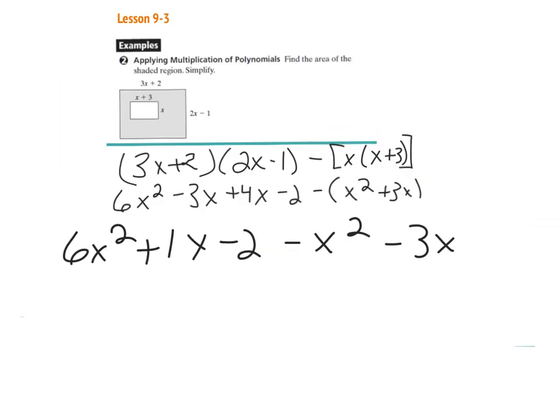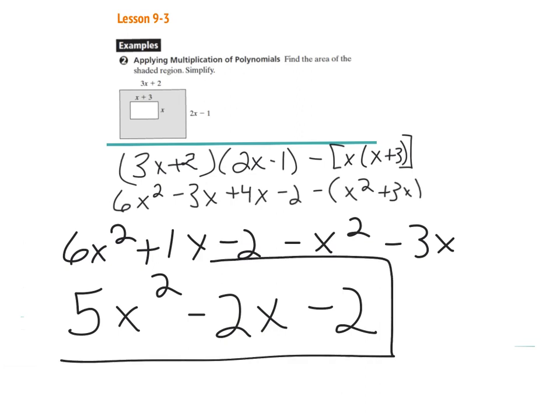So now what I've done is I have simplified the second line down to 6x squared plus 1x minus 2, and then notice how I distributed that negative, so it's minus x squared minus 3x. I want to combine like terms some more. The 6x squared minus x squared gives me 5x squared, okay? And then the 1x minus 3x gives me minus 2x, and then minus 2 does not have anything to combine with. So this right here, 5x squared minus 2x minus 2, is the simplified expression representing only the shaded area of that rectangle.